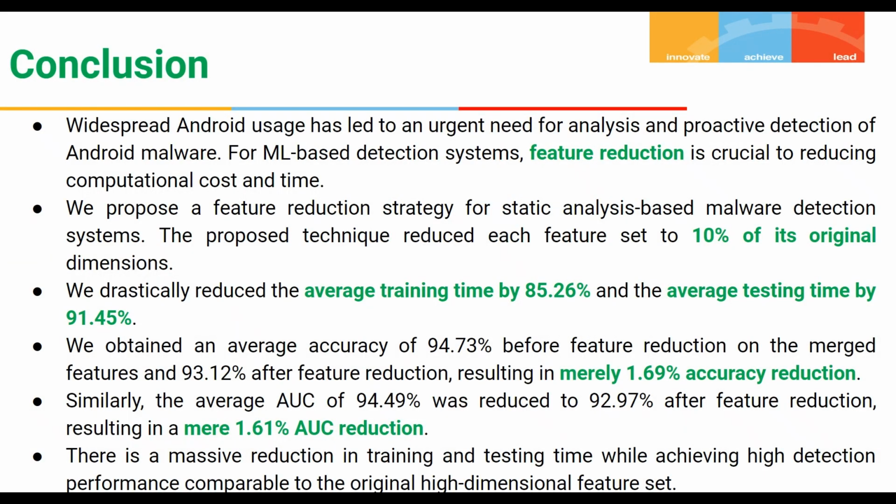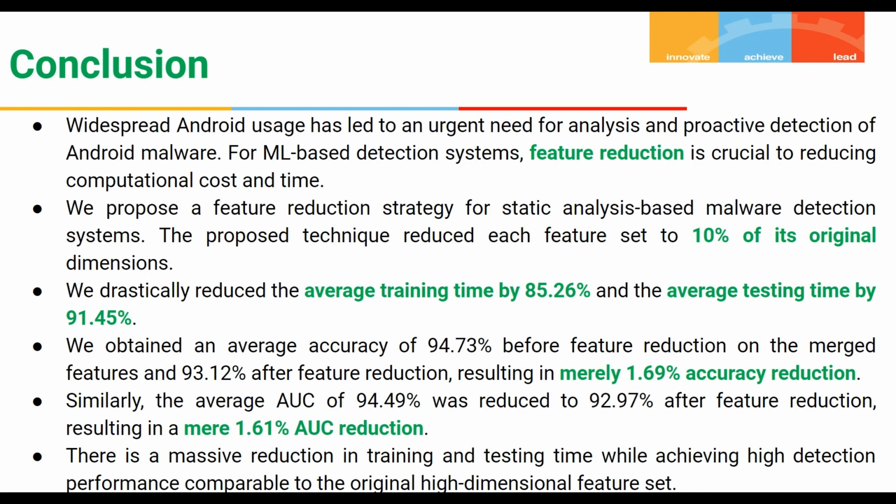Android is heavily used across the world, so there is an urgent need for detection of Android malware. Feature reduction is a necessary and crucial step to reduce computational cost and time. Hence, we proposed a strategy to reduce each feature set to 10% of its original. We demonstrated its effectiveness with different experiments. We drastically reduced the average training time by 85.2% and the average testing time by 91.45%.